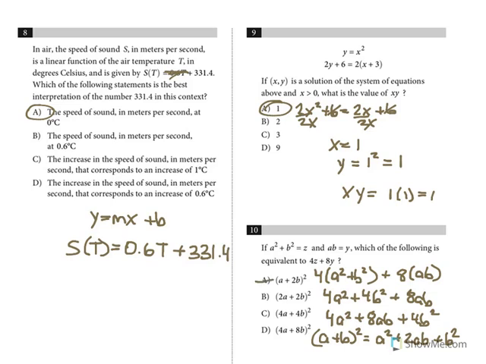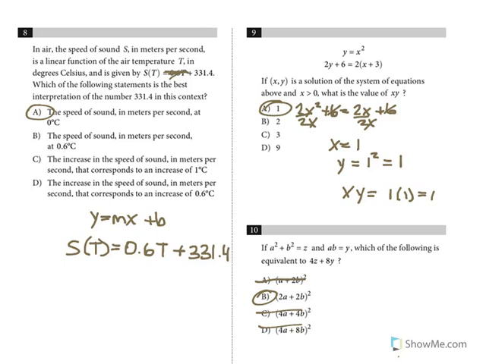Now looking at our answer choices, let's rule out A. To me, with math eyes, C and D don't make sense, so it's going to be B. Now if we expand B, 2a plus 2b squared: if we square 2a, that's 4a squared, plus 2 times 2a times 2b is 8ab, plus 2b squared is 4b squared.